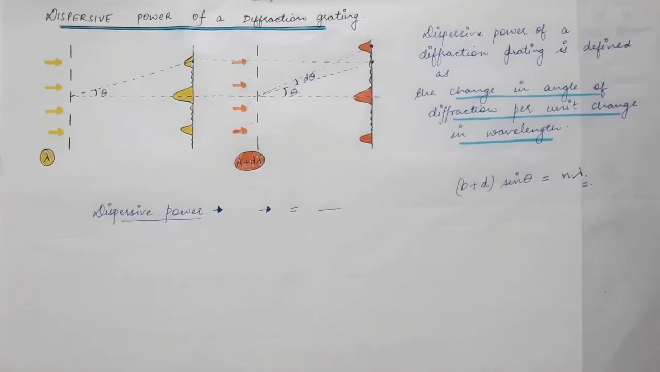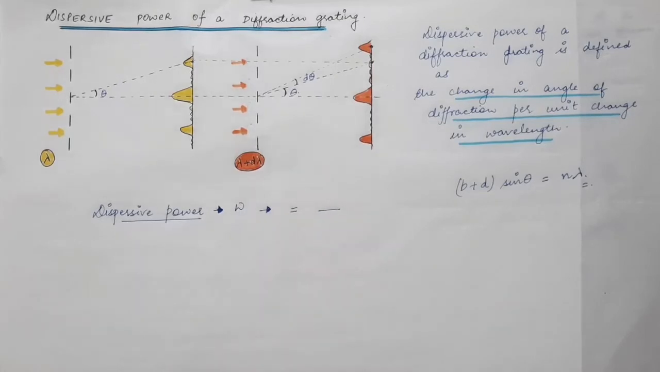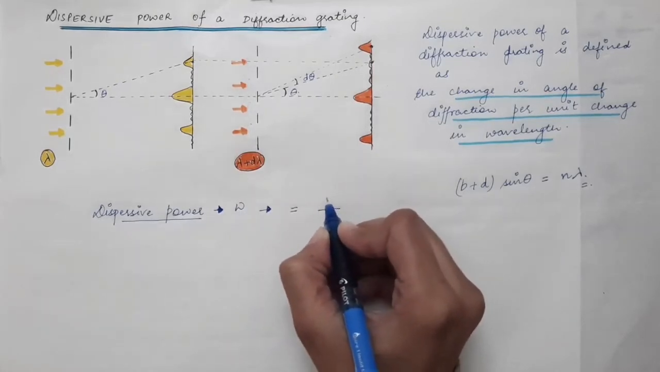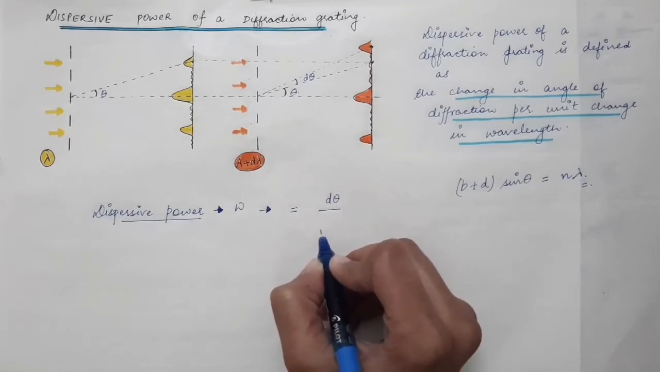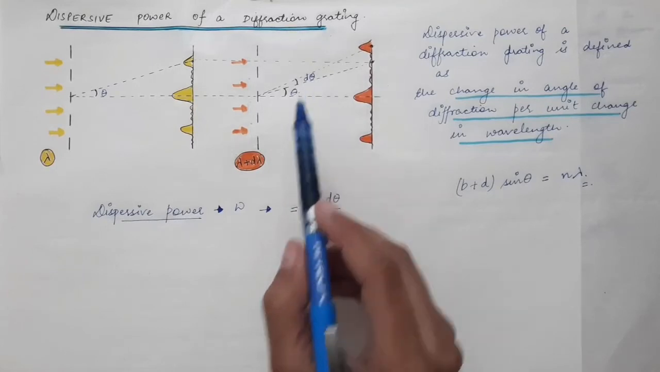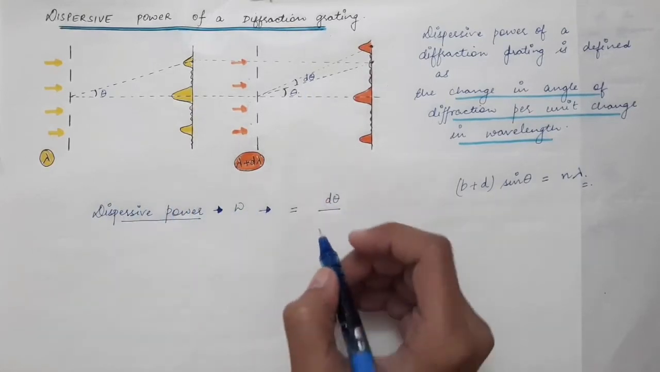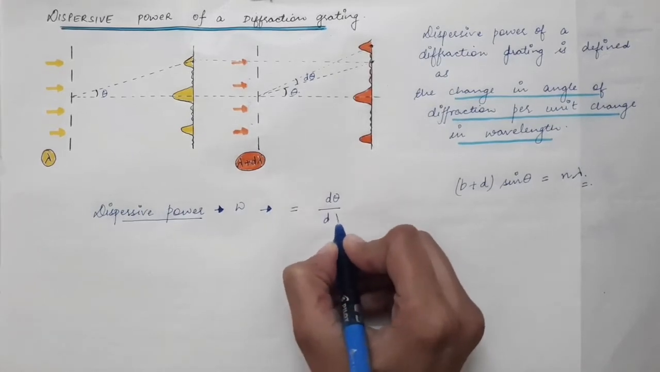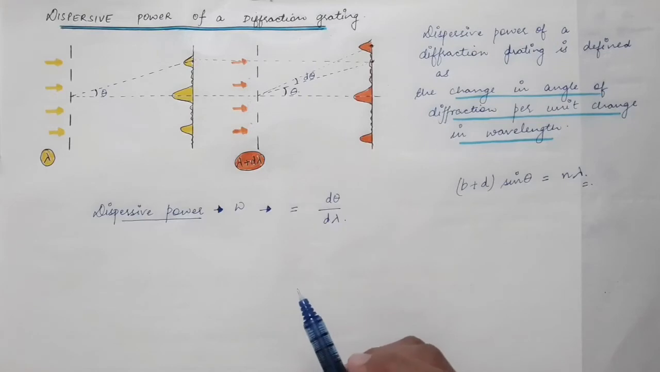So the change in the angle of diffraction per unit change in wavelength is defined as the dispersive power of a diffraction grating. It is denoted by omega, and that will be equal to d theta by d lambda. The angle of diffraction has changed by d theta corresponding to the change in wavelength d lambda. So it is the change in angle of diffraction per unit change in wavelength.